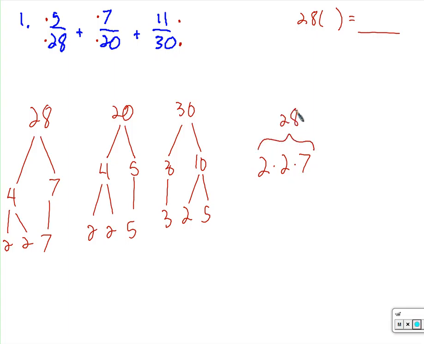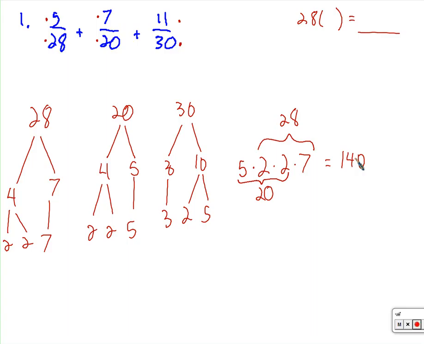We also need a 20, which takes a 2, a 2, and a 5, all right? We already have 2 twos. So if we include a 5 here, then that makes 20. We're not there yet, but let's look at what we do have so far. We have 20 times 7, so right now we have more to do. We haven't quite got there yet, but we do have 140.